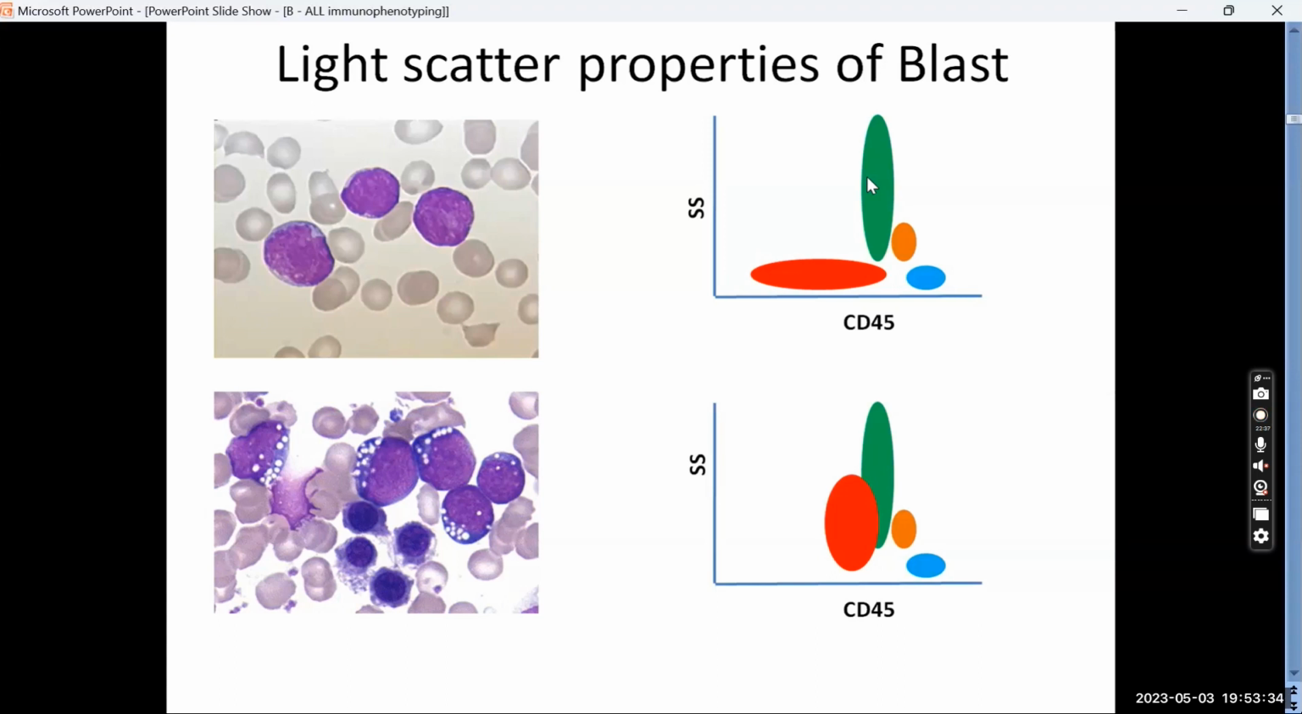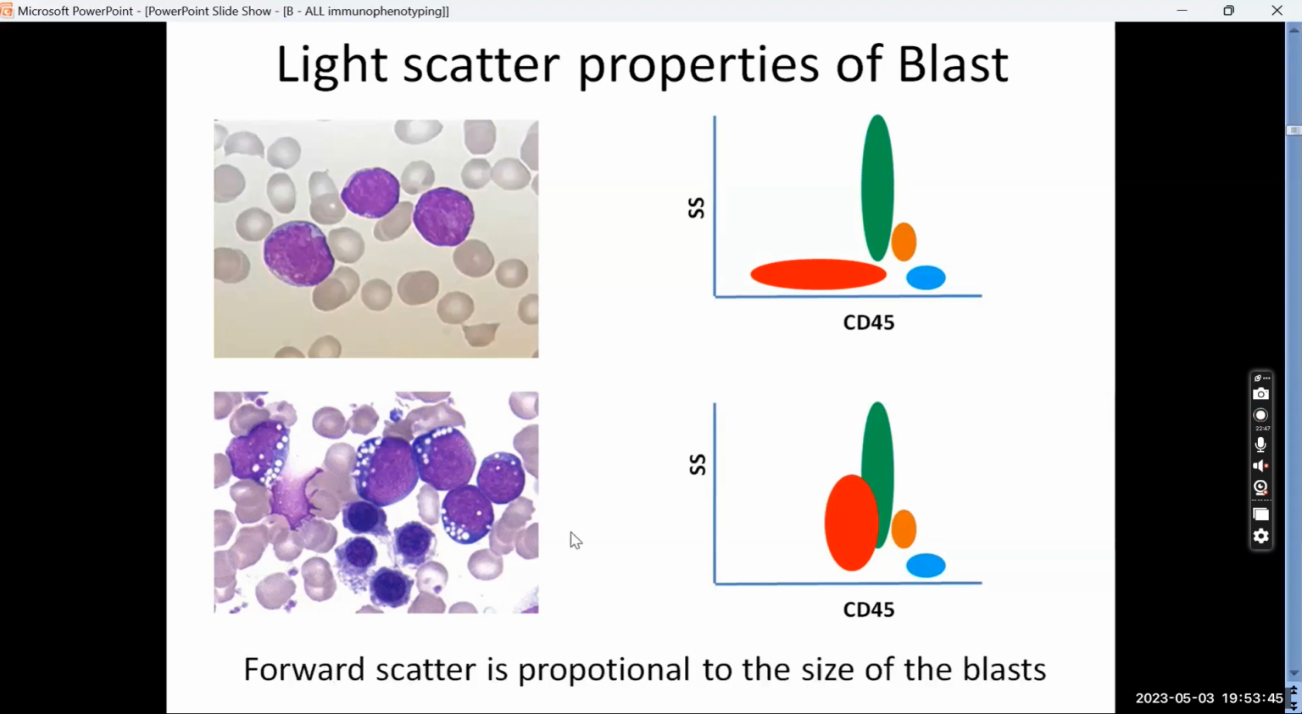That may help you. With experience, yes, you can directly go for independent immunophenotyping, but my advice is always to see morphology before going for flow. As a beginner, it's very important. And forward scatter, as you all know, is proportional to the size of the blast. The greater the size of the blast, the higher the forward scatter.